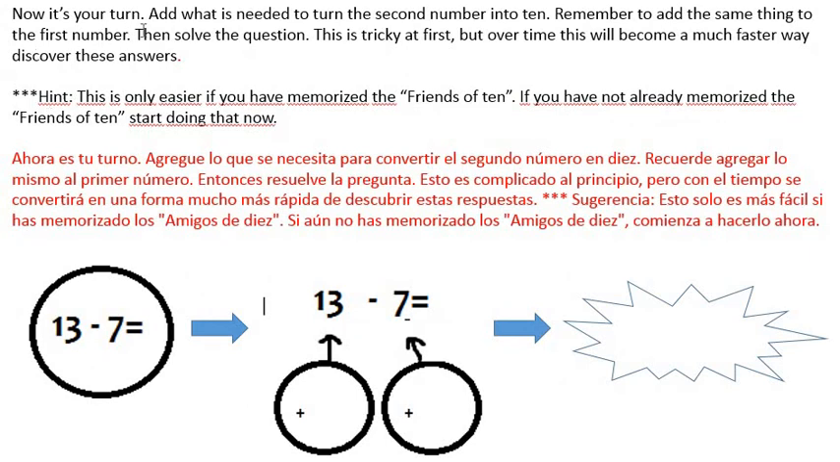Now it's your turn. Add what is needed to turn the second number into 10. Remember to add the same thing to the first number.